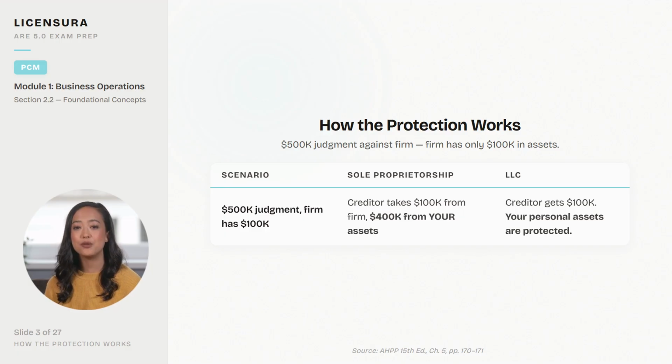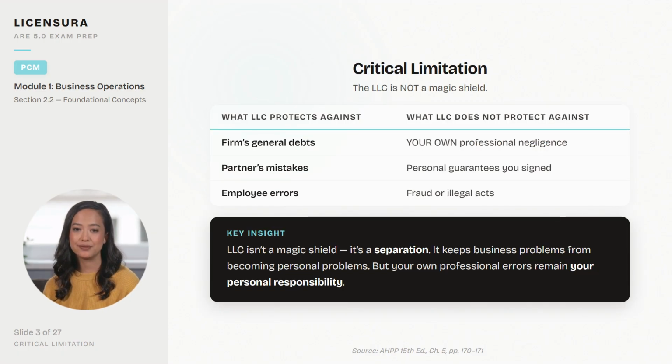But, and this is really important for the exam, the LLC is not a magic shield. It doesn't protect you from everything. Here's where you need to pay attention. An LLC protects you from the firm's general debts, from your partner's mistakes, and from employee errors. But it does not protect you from your own professional negligence. It doesn't cover personal guarantees you've signed, and it definitely doesn't protect you from fraud or illegal acts. So you're still personally liable for your own malpractice. That's exactly what professional liability insurance is for.